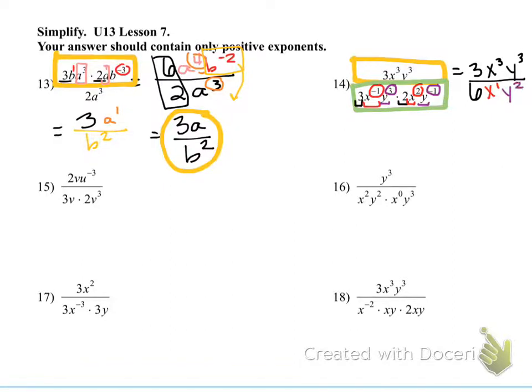All right, now I've got everything simplified, and I can go ahead and use my quotient rule to finish this problem. Okay, so let's start with the big numbers.